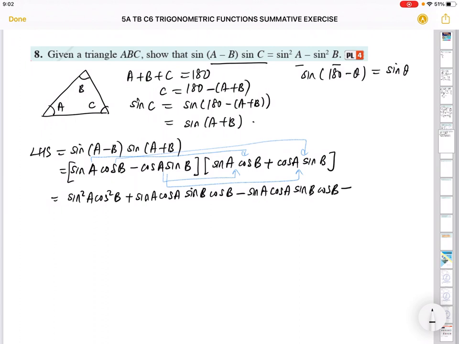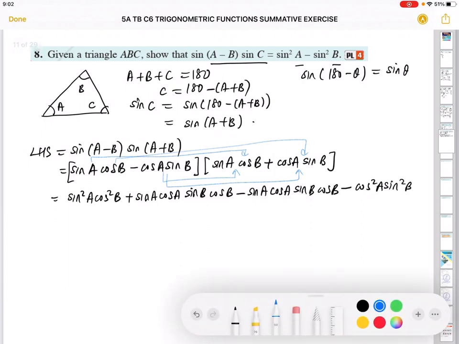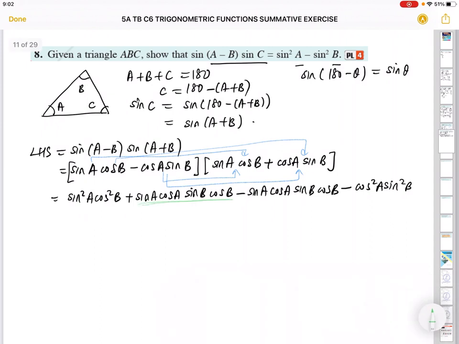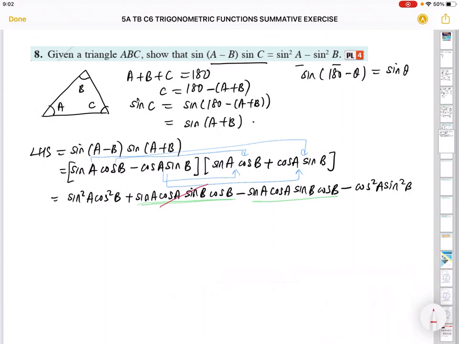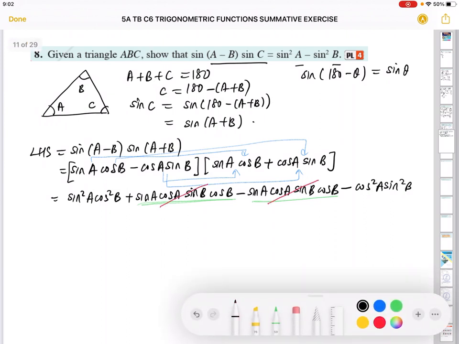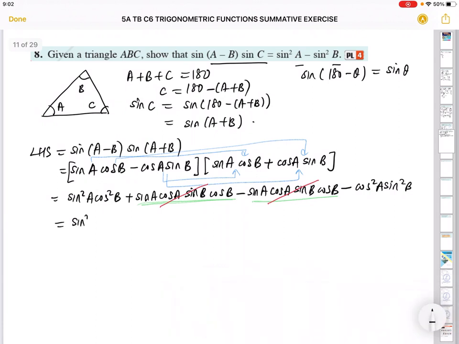And you notice that these two are actually the same. Look at this. They're actually the same, so we can just cut them off, right? Now I'm left with sine square A cos square B minus cos square A sine square B.